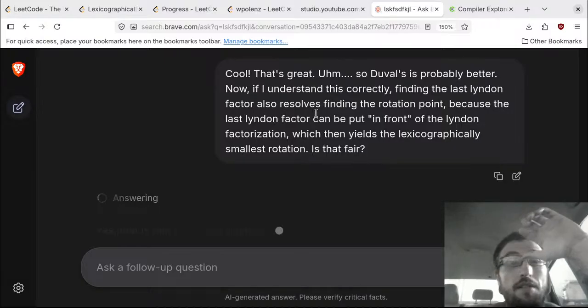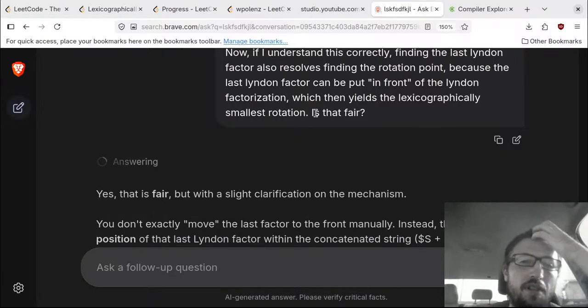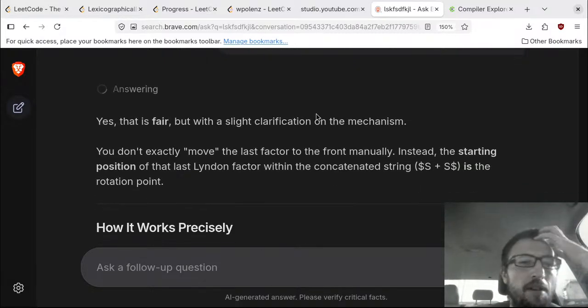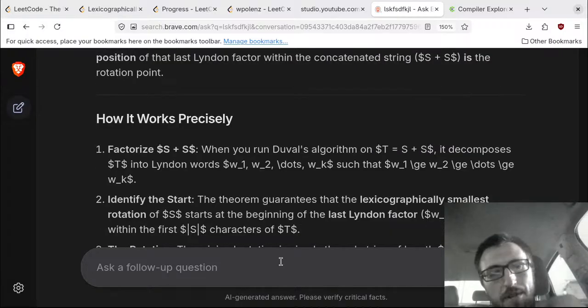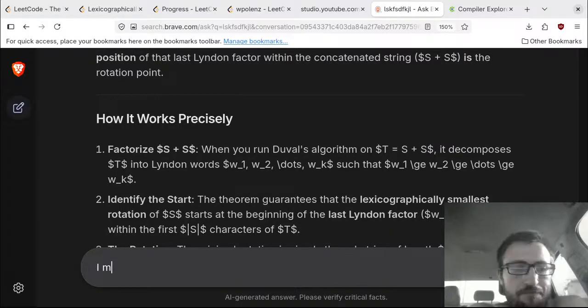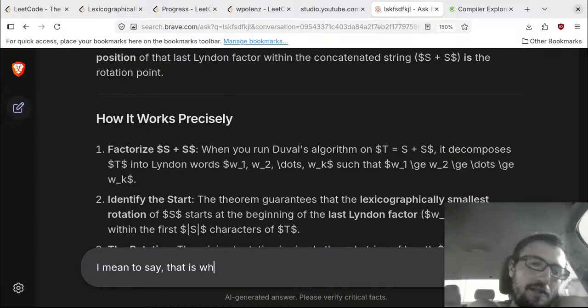I think it's almost a direct result. Slight clarification on the mechanism: you don't exactly move the last factor to the front manually. Instead, the starting point of that last Lyndon factor within the concatenated string is the rotation point. I mean to say, that is why that is the rotation point.